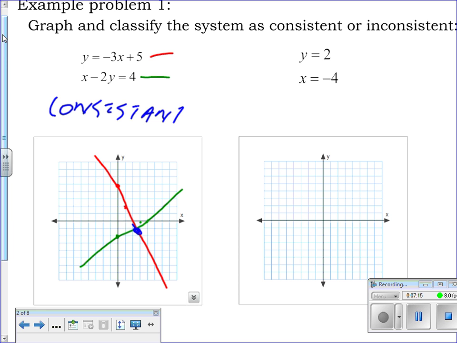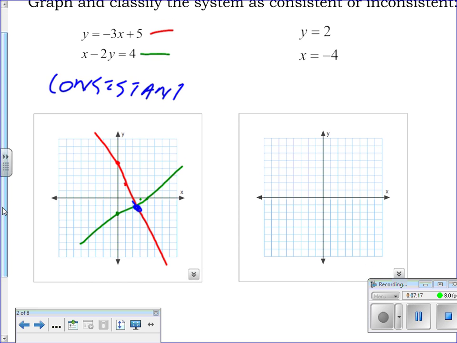If I do the same thing on the next one, y equals 2. x equals -4. This is consistent, and my solution is easy to get on this one. It's the point (-4, 2), because x is -4, y is 2, always. So this one is consistent.